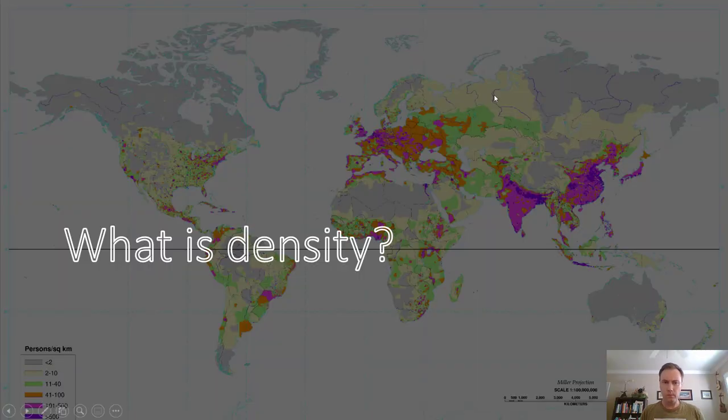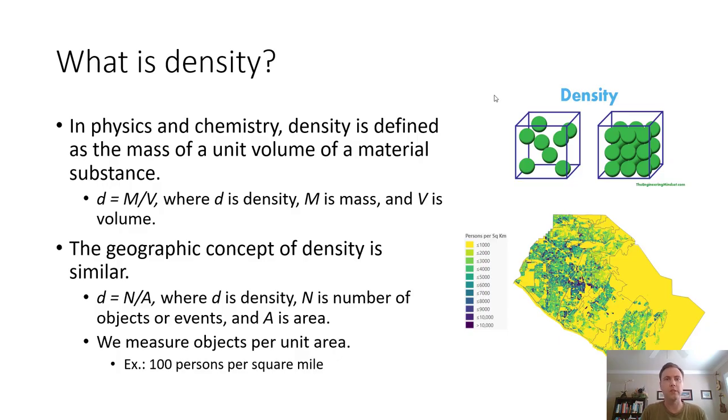All right, so what is density? It's a term that I guarantee everybody's heard before in some context. In physics and chemistry, density is defined as the mass of a unit volume of a material substance. Essentially, density is the mass divided by the volume. You can think about that in terms of the forms that water takes, right? High density would be ice, slightly less dense would be liquid water, and the lowest density would be steam.